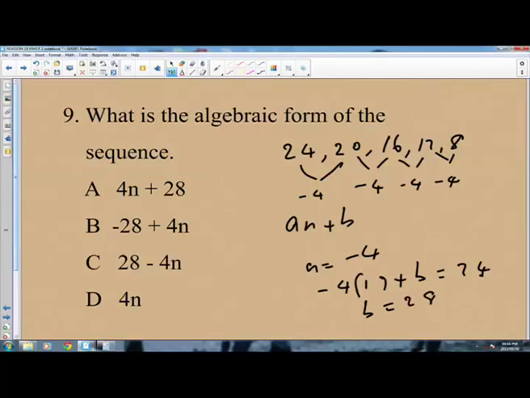So the expression will be minus 4n plus 28. It has to be in this form. And then we check. It's either going to be minus 4n plus 28, or it will be 28 minus 4n, because this is the same thing. Let's check. Minus 4n plus 28, 28 minus 4n. This is the correct answer. This is how we find the algebraic form of a given sequence.